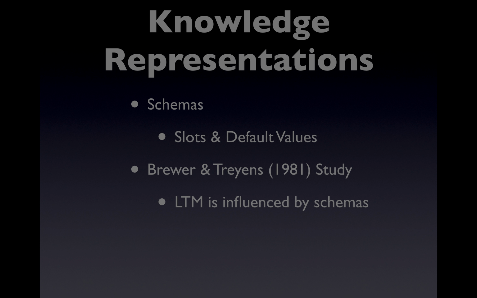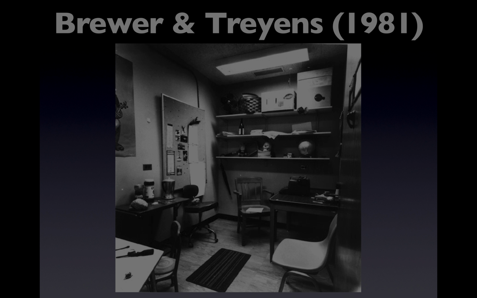Well, let's go back and look at this picture. Here's the interesting thing. There are no books in this picture. If you look carefully, there's a stack of papers on the bookshelf. There's a globe. There's a bottle of wine, a skull. There are no books on the bookshelf. There's a typewriter. There's a coffee maker and a bulletin board.